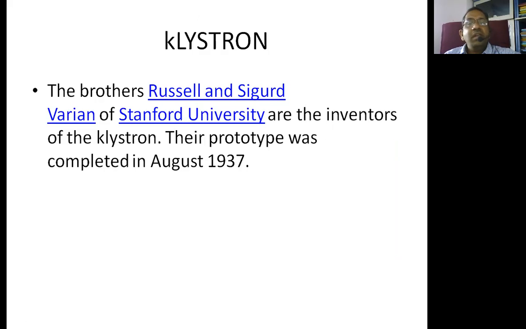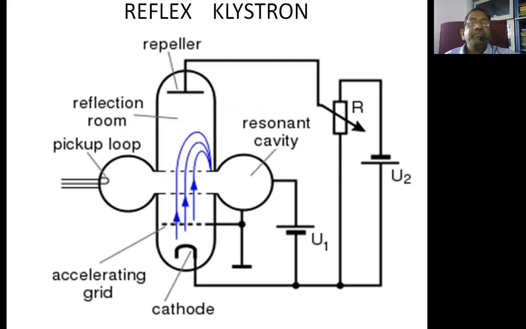There are two scientists called Russell and Sigurd Varian of Stanford University who invented this klystron oscillator. Their prototype was first completed in August 1937. Since after 1940, the klystron tube has become so popular to generate microwave signals.